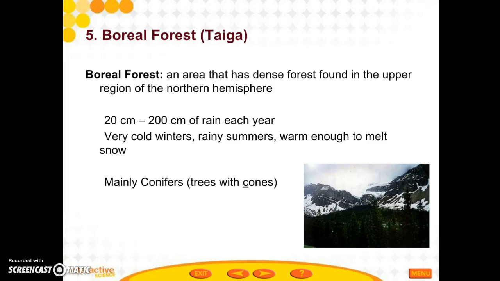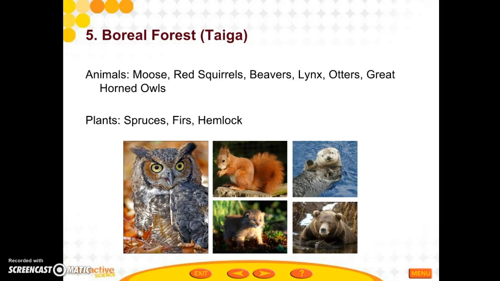In your boreal forest, you have a wide range of precipitation. 20 centimeters to 200 centimeters of rain. But it's really those trees and organisms that help to characterize it, and they have very cold winters. Very cold. Which is why most of the animals that live there are really fluffy, and I love it. You have moose and red squirrels and beavers and lynx and otters and great horned owls.